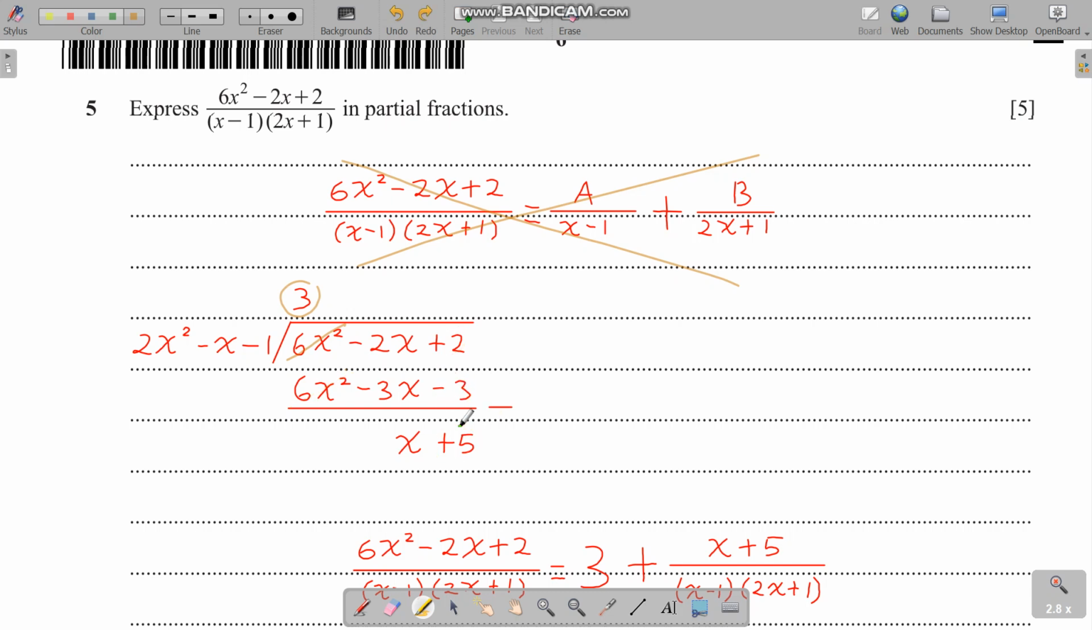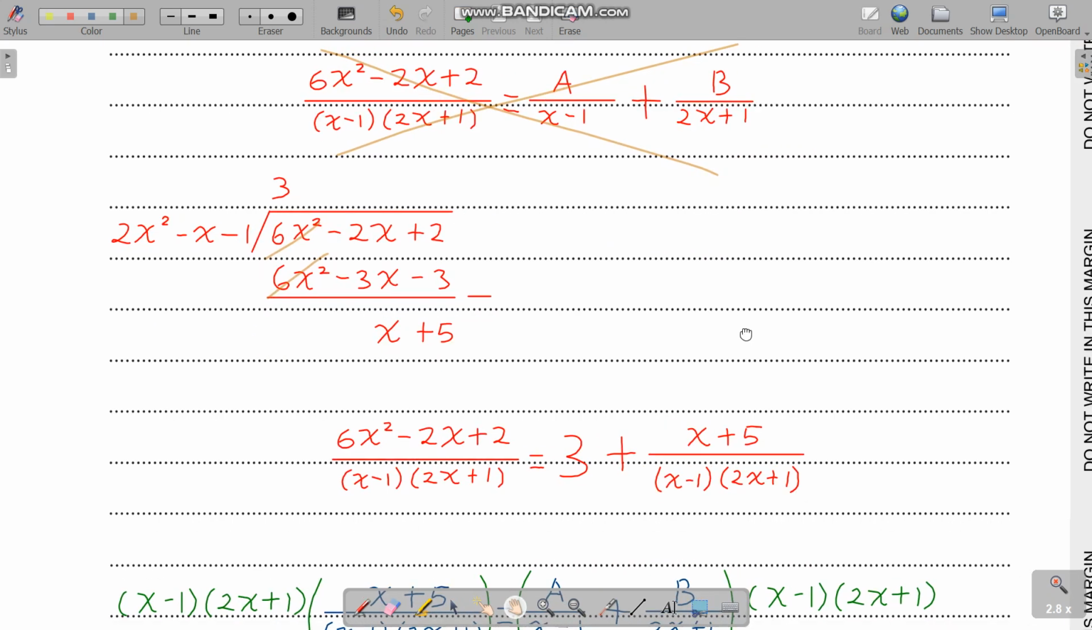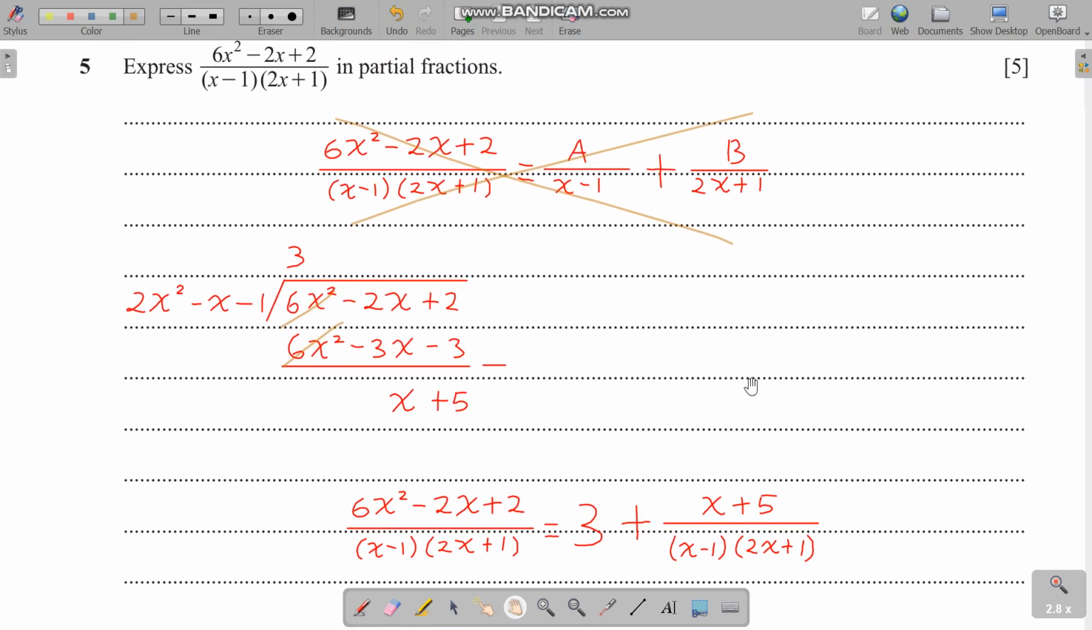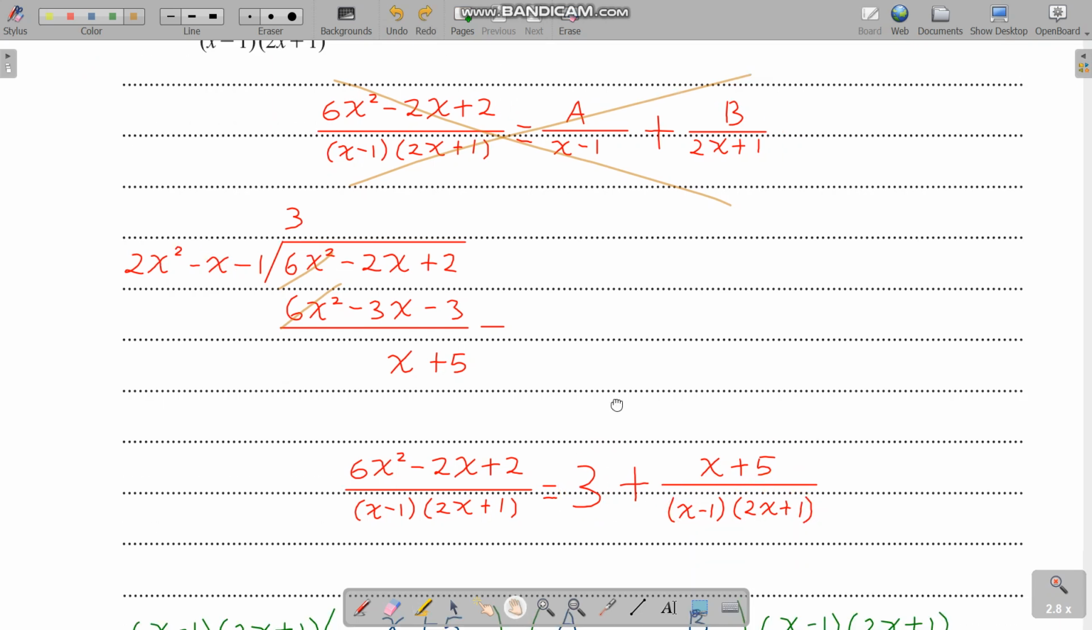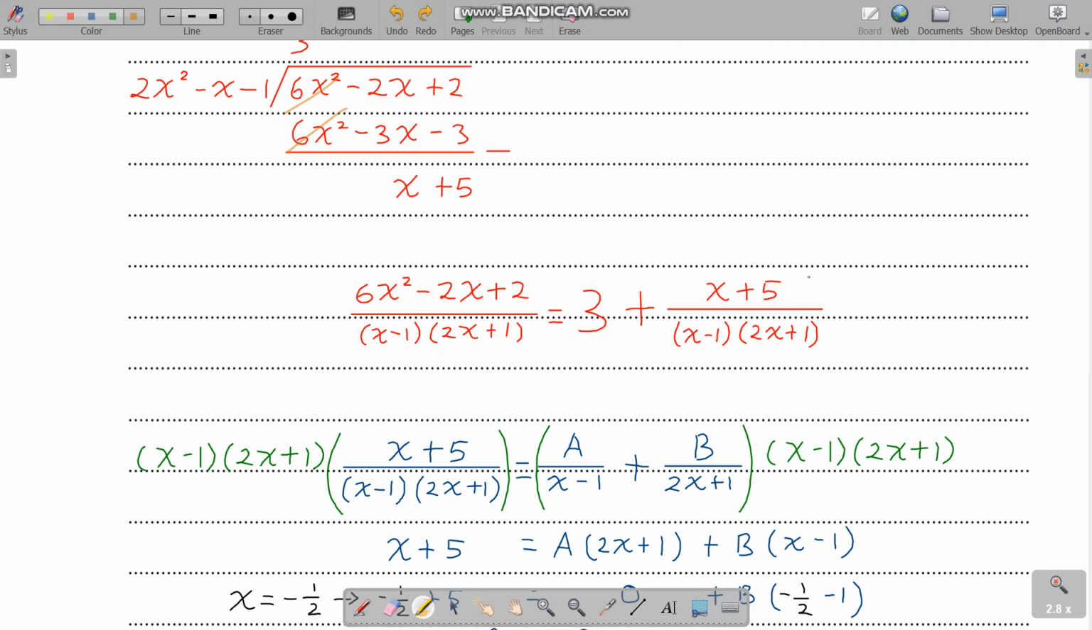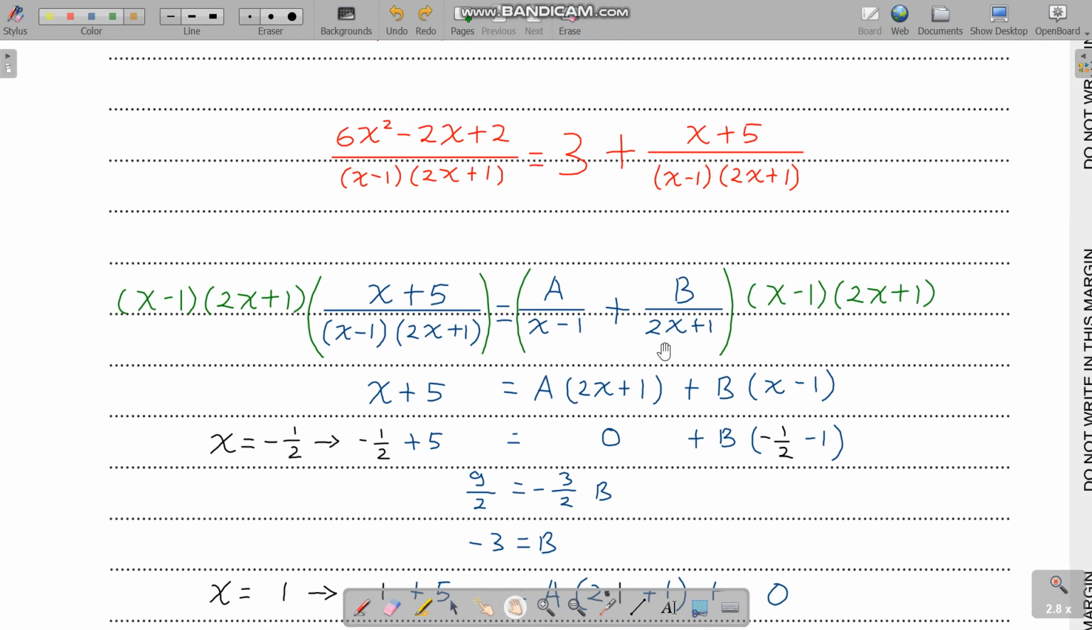So now we use the mixed fraction, like a mixed number but in algebra. So this is the quotient, this is the remainder divided by the divisor. So now we can use the partial fractions decomposition for this proper algebraic fraction.